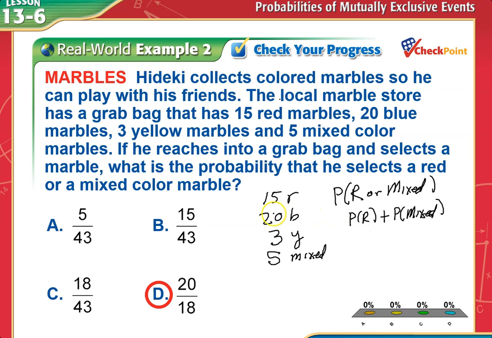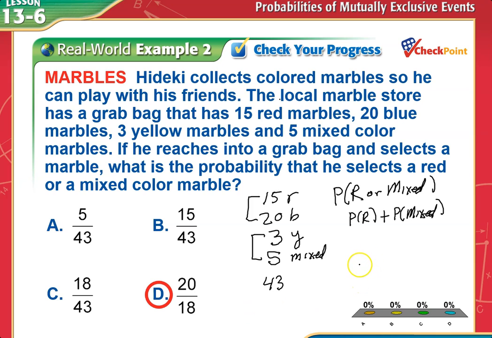Well, first of all, we need to know the total of how many marbles are in the bag. Okay, and so that would be 35 here and 8 here. So 35 and 8 is 43. So we have 43 marbles.